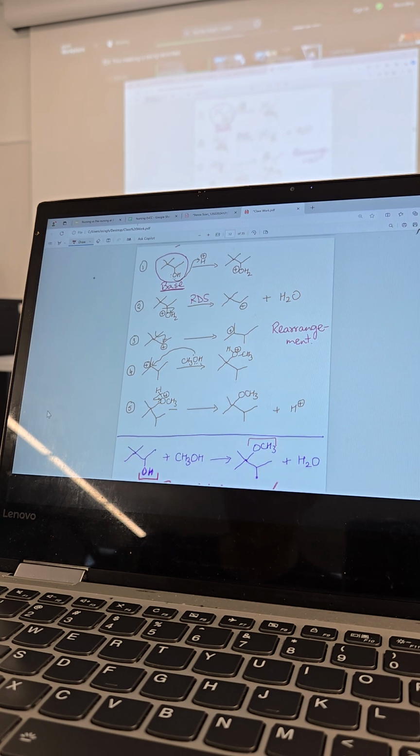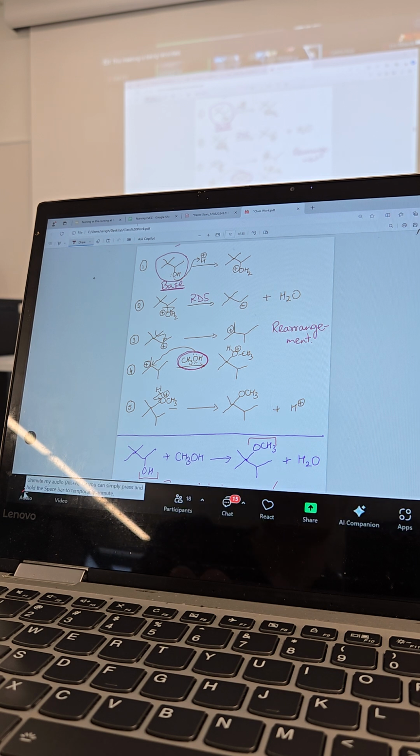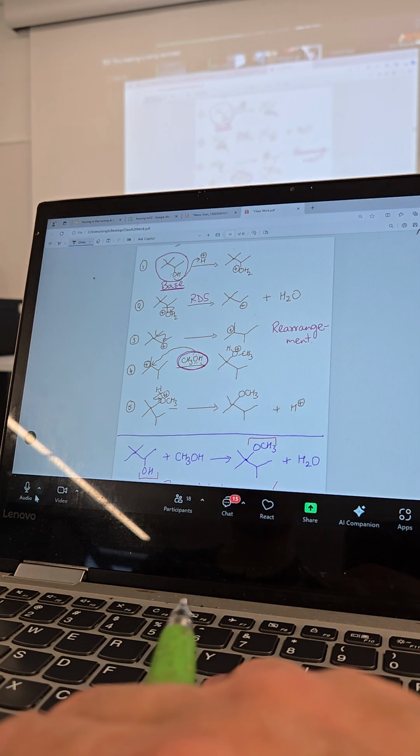Everybody okay? So then what is methyl alcohol behaving as, reacting as, in step number 4? An electron rich base or nucleophile, an acid or an electrophile? Nucleophile. It's electron rich, right? It is the nucleophile.